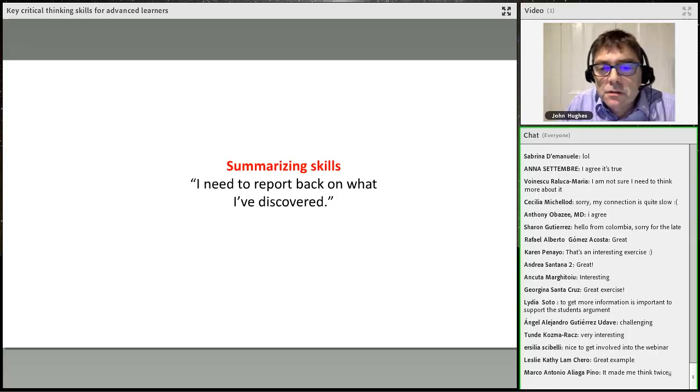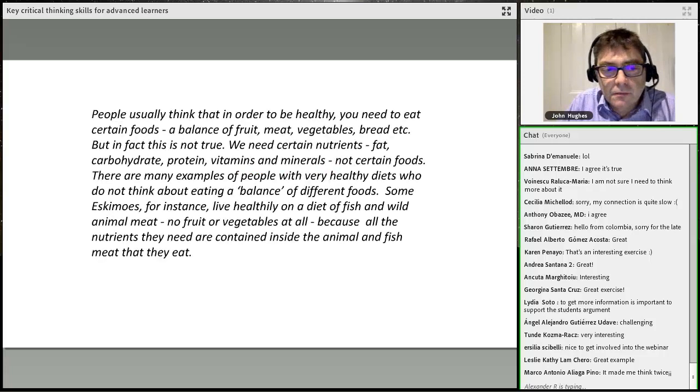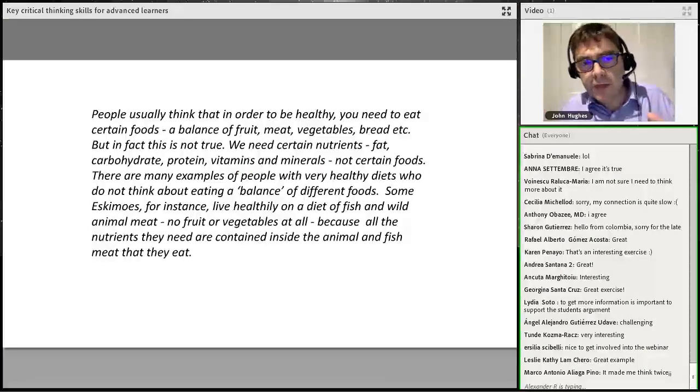Let's imagine that we've been reading a text about healthy eating, okay? And I'm going to take a paragraph from that reading text and I'm going to say to students, I want you to delete about 50% of the words in the paragraph but keep the same meaning. So this is a good starting point for summary skills.